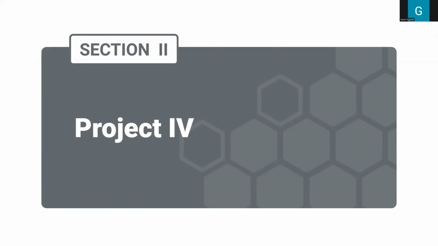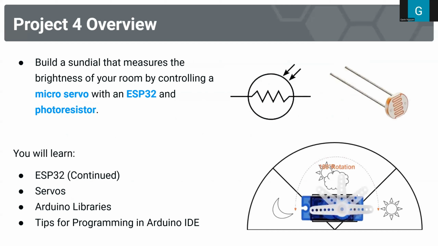So moving on to project 4 now. In project 4, you're going to build a sundial that measures the brightness of your room by controlling a micro servo with an ESP32 and also a photoresistor. Hopefully, by the end of project 4, you're going to get more comfortable with the ESP32, servos, as well as Arduino libraries, tips for programming in Arduino IDE, and also tips for project 4.